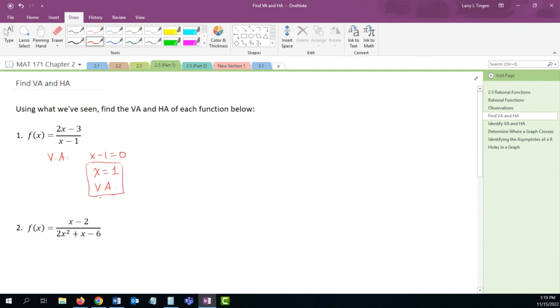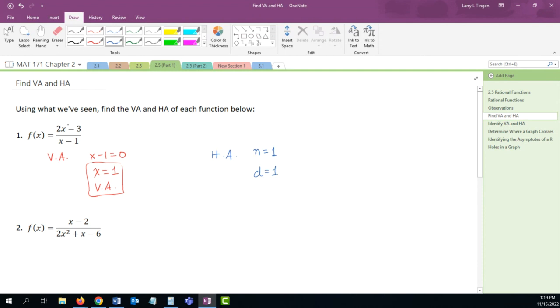Okay. You can have multiples of these, right? You can always have a quadratic in the denominator that there's 2 places where it goes to 0. Horizontal asymptote is controlled by the degree of the numerator and denominator. Well, the degree of the numerator is 1. The degree of the denominator is 1. Is everybody comfortable with that?